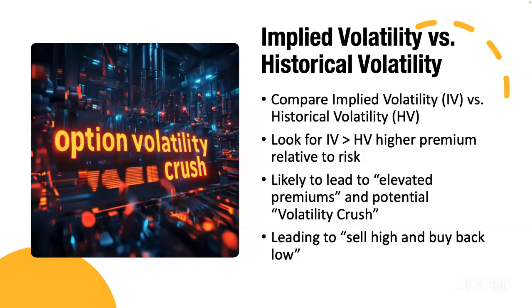And a lot of times we look for implied volatility that's higher than historical volatility. That means an option is valued higher for some reason right now than the historical pattern. So high IV means there's a higher premium, but that may be higher relative to risk, and it can lead to elevated premiums and potential for volatility crush. Again, the most common example of this is probably leading into an earnings report.